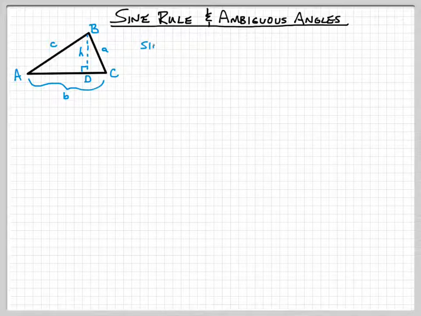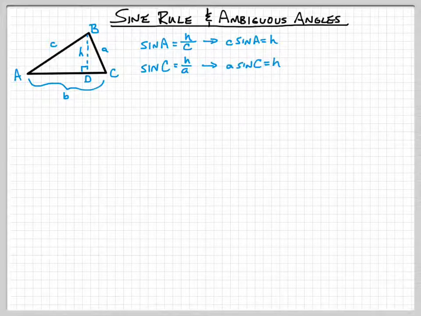Right now we're going to focus on sine A, and that's opposite over hypotenuse, so H over C. And then we're also going to look at sine C. So sine C is H over A, right? We're looking at a different angle, but we're still going to that same height. Now, if we rearrange these a little bit, with sine A, if we multiply both sides by little side C, we get C sine A equals H. We can do the same thing for the bottom and solve for H and get A sine C equals H. Now that we have two things equal to the same value, H, we can set those two things equal to each other.